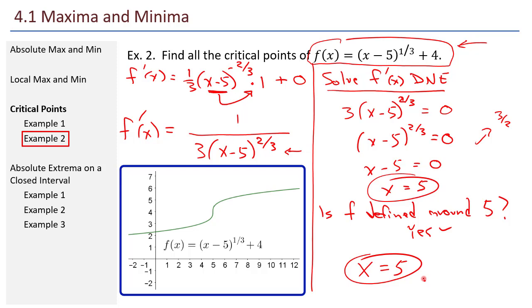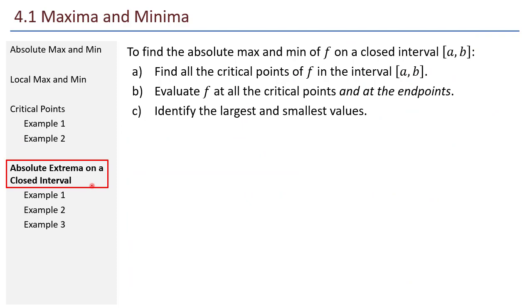All right, our fourth point, absolute extrema on a closed interval. We'll bring together the idea of absolute max and min and the critical points. To find the absolute max and min of a function f on a closed interval from a to b, here's what we do. A, find all the critical points of the function in the interval. B, evaluate f at all the critical points and at the endpoints. C, identify the largest and smallest values.